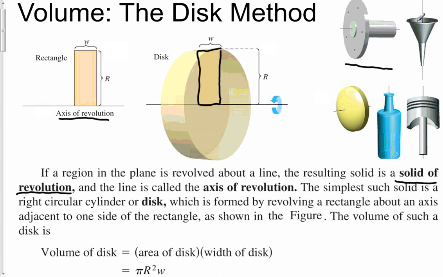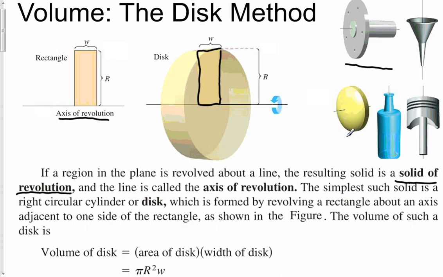A funnel is also a solid of revolution. Here's the axis of revolution here. Here the axis of revolution is horizontal for the axle. The axis of revolution is the x-axis, or some line parallel to the x-axis. For the funnel, the axis of revolution is the y-axis, or a vertical axis, or some line parallel to the y-axis.